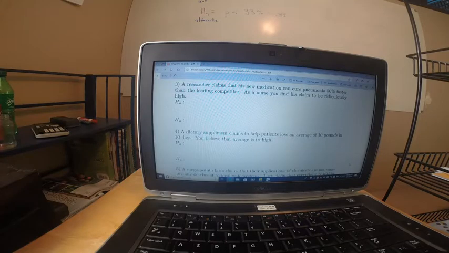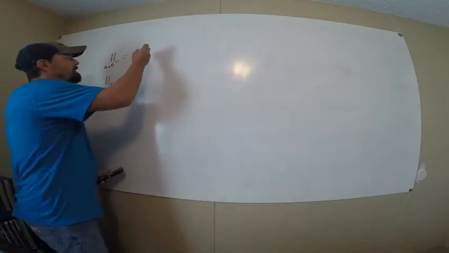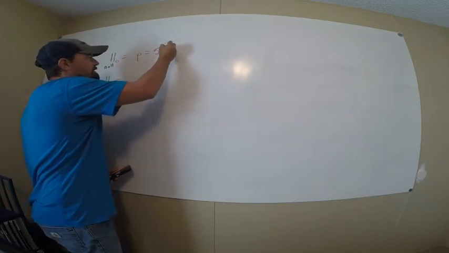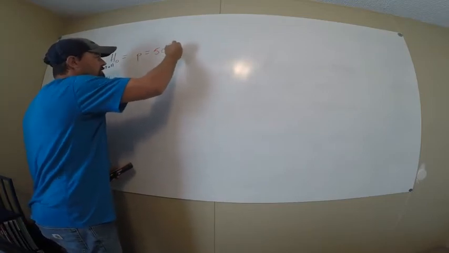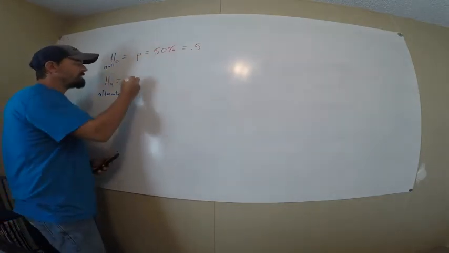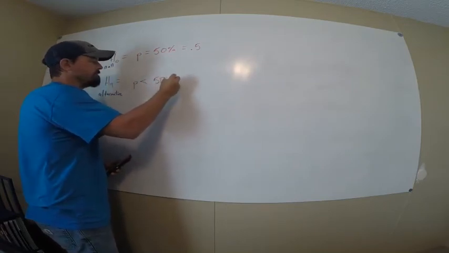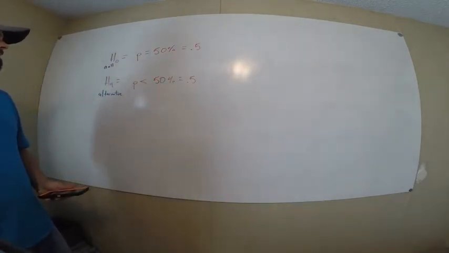Number 3, a researcher claims that his new medication can cure pneumonia 50% faster than the leading competitor. As a nurse, you find his claim to be ridiculously high. So let's write this one on the board. Alright, so he claims it can cure 50% faster, so his P is equal to 50% or 0.5. Let's write a percent on this. You believe it's way too high, so you think that it's less than 50%. So null, P is equal to 50%. Alternative, P is less than 50%.